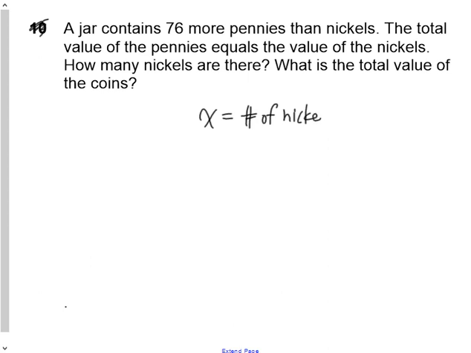nickels, is that right? I always look wrong when I spell it. Okay, then 0.05 times x is going to be the value of the nickels. Does everyone agree?